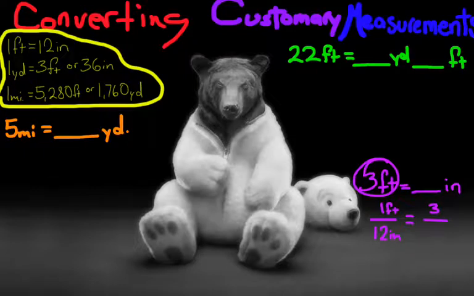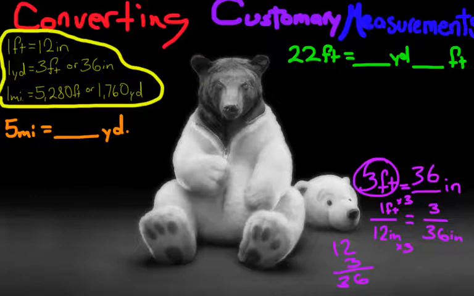So you can think, okay, if that's the case, then I know that 1 times 3 equals 3. So 12 times 3, well, let's go ahead and do that. 12 times 3 is 36. So we know that 3 feet equals 36 inches. Now, there's an even faster way to do this, but it doesn't always work perfectly.